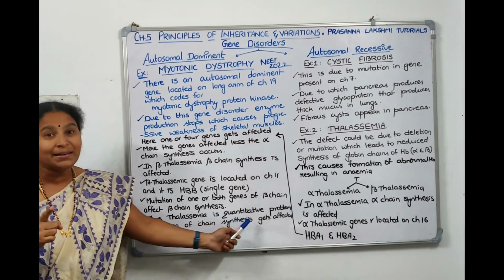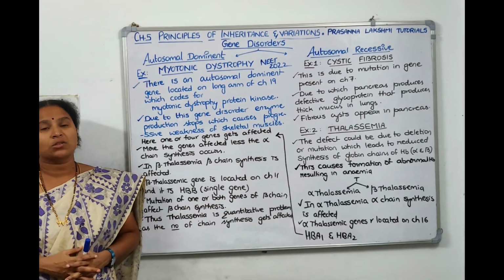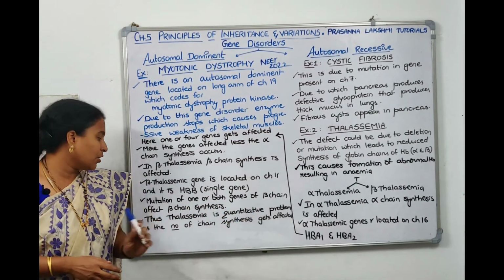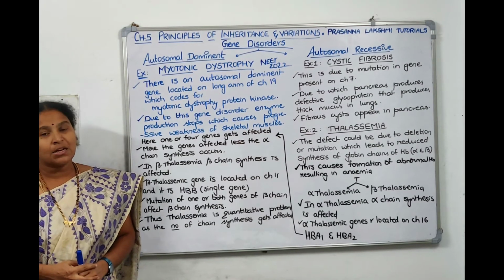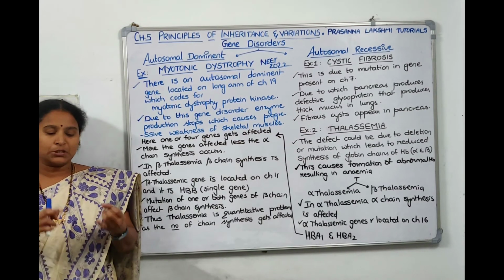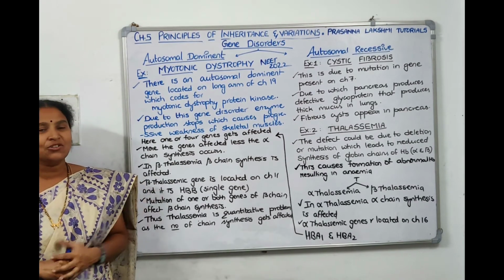I told you sickle cell comes under qualitative disorder, but here it is a quantitative disorder. The number of hemoglobin molecules is reduced, leading to anemia. So it comes under quantitative disorder because the number of chain synthesis gets affected here. Take a screenshot, then we will get into the third disorder, which is called sickle cell anemia, and the fourth disorder called phenylketonuria. Take a screenshot of this.